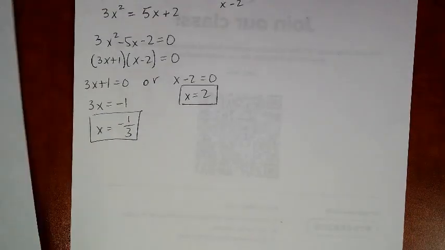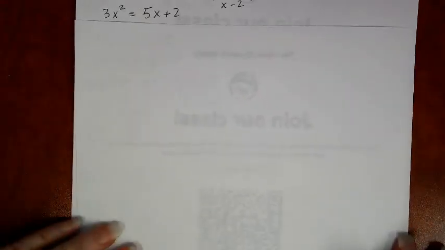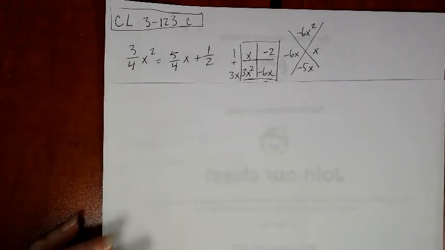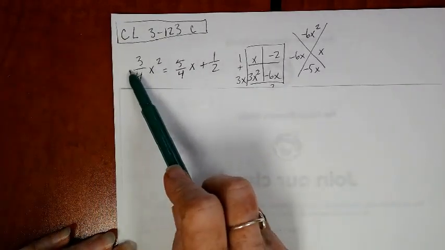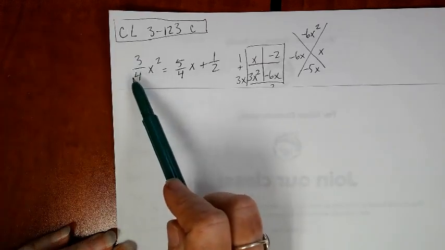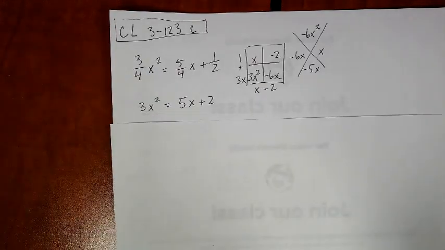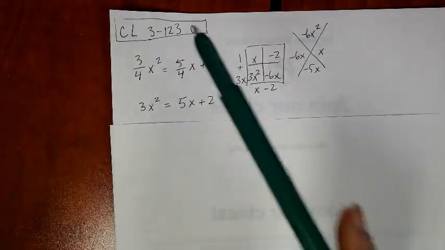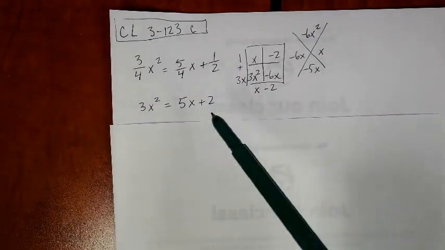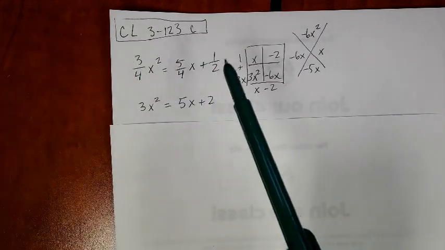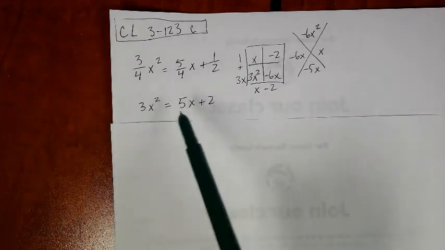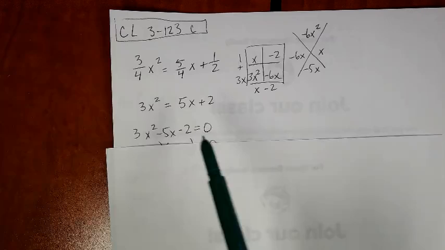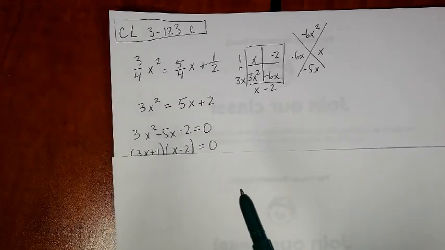Next problem is this fraction-y one. I'm going to clear the fractions by multiplying through by 4. If I multiply this first fraction by 4, it'll be like 12 over 4, which is just a plain old 3. If I multiply the second fraction by 4, that would be like 20 over 4, which is just 5. And if I multiply the last fraction by 4, that's 4 times a half, which is 2. Now I decided I was going to move everything to the left-hand side to get myself a quadratic that I could try to factor.